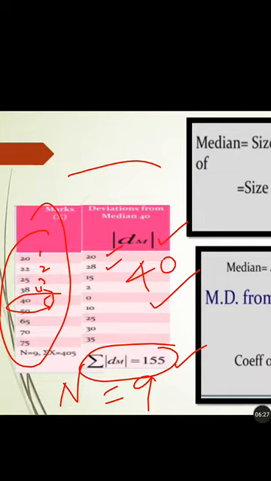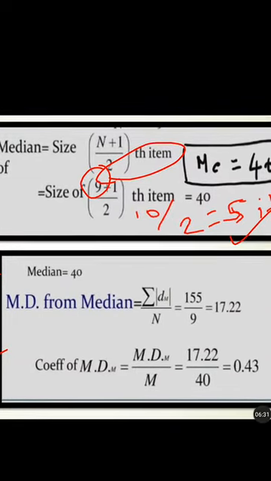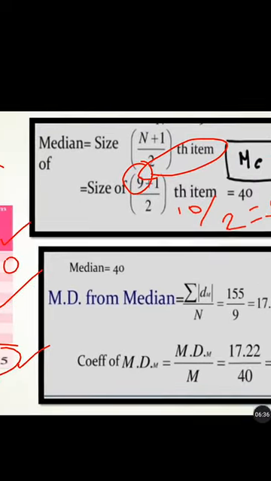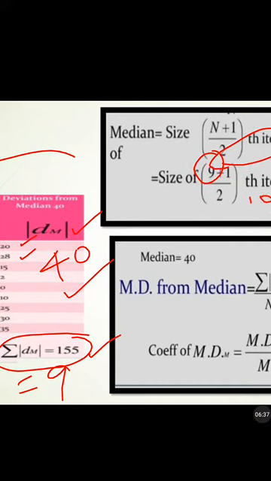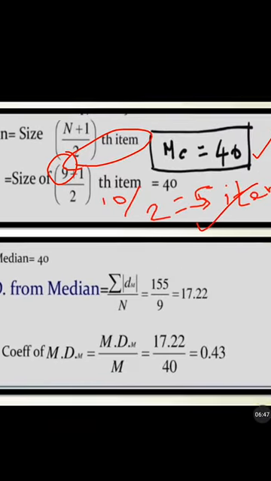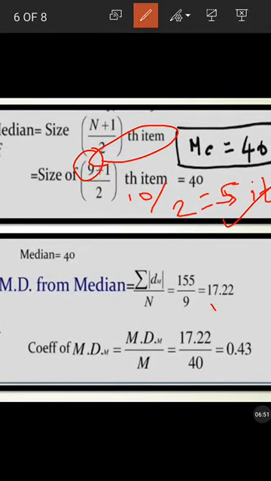Now coming to the formula. What is the formula? Mean deviation from median, that is equal to summation d bar divided by n, that is equal to 155 divided by n. So what is summation d bar? We have got it here as summation d bar is equal to 155. So this value we are going to take it and write it in the formula. So that is 155 divided by 9, that is equal to 17.22. So this is mean deviation from median.